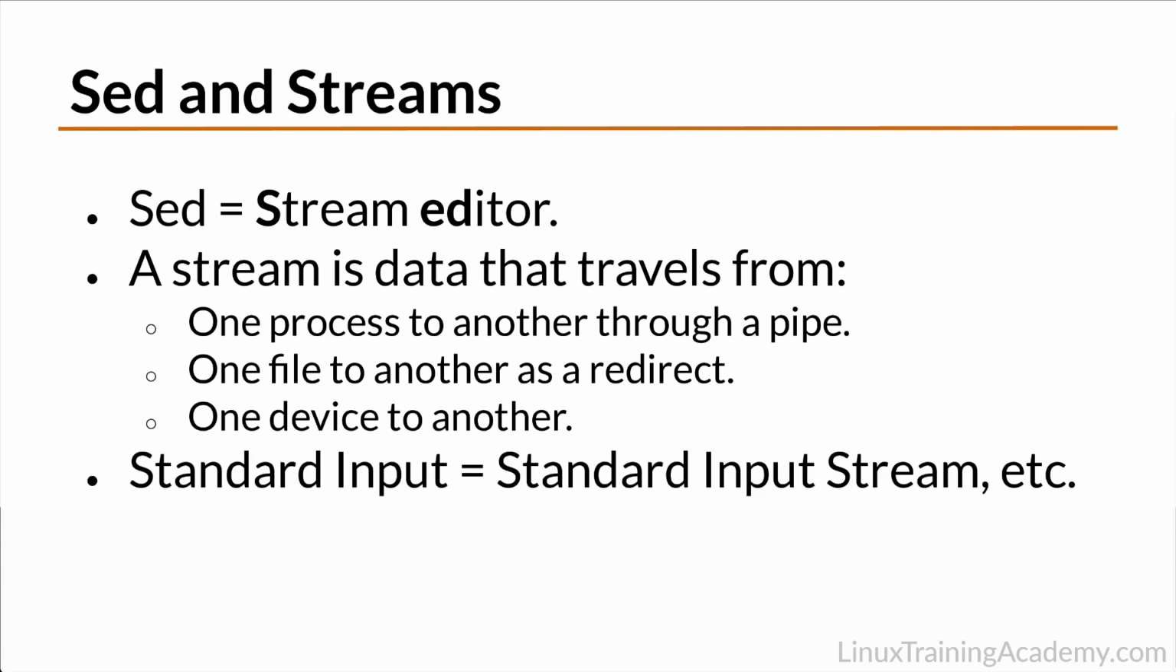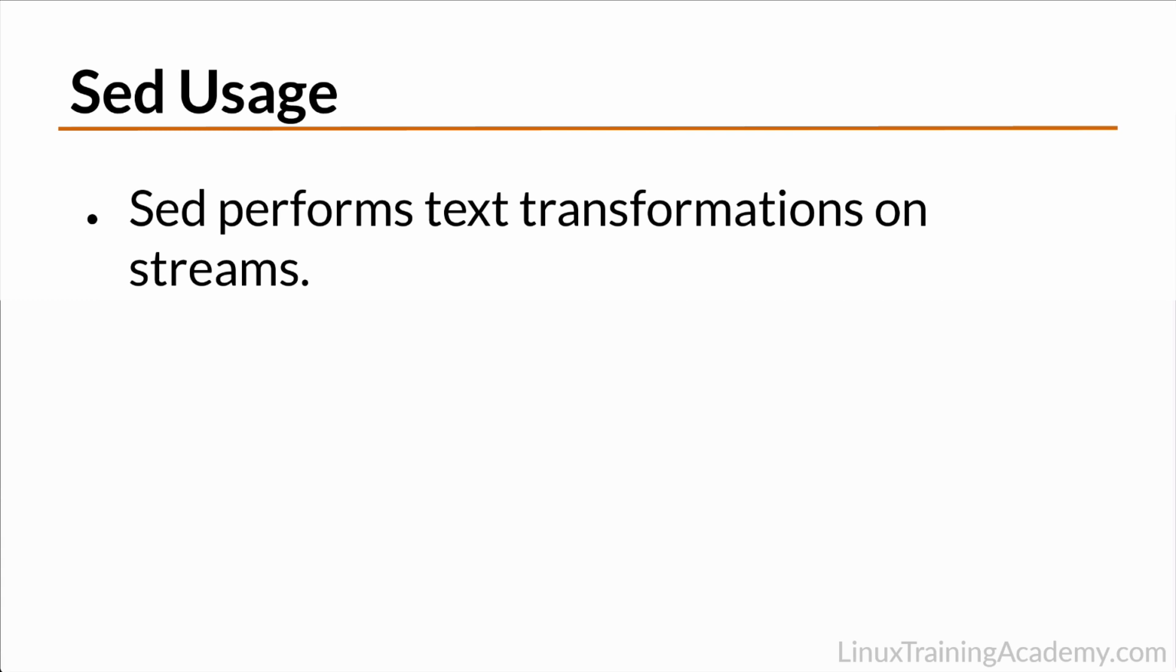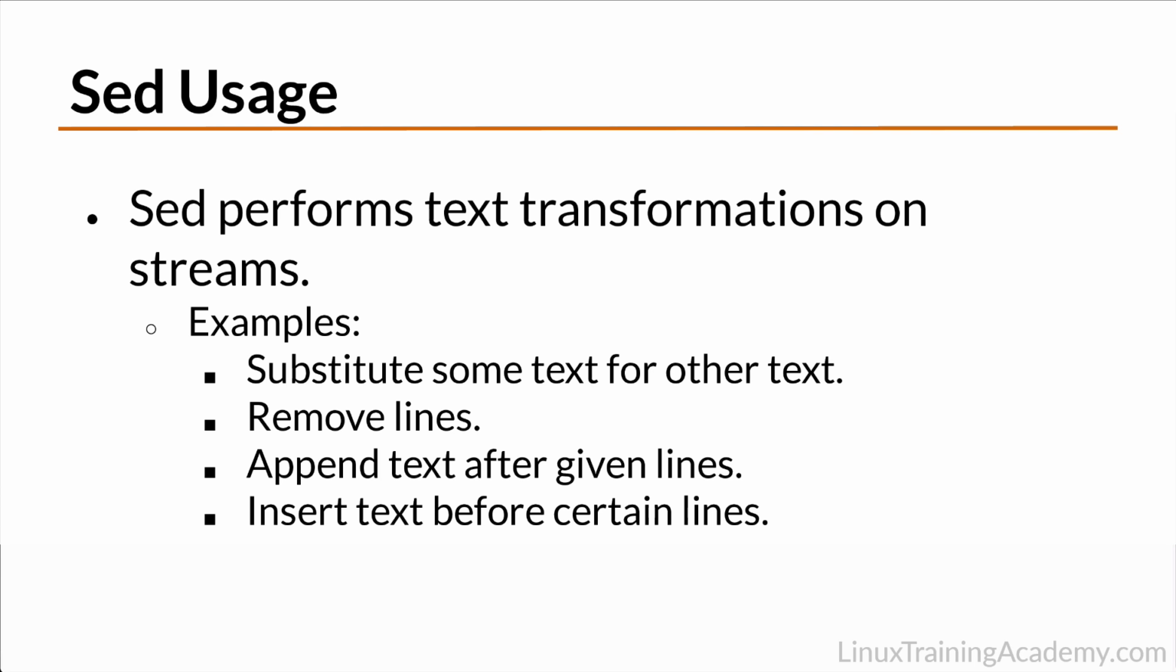So you can think of standard input as the standard input stream, standard output as the standard output stream, and standard error as the standard error stream. By the way, these data streams are typically textual data. The sed command is used to perform basic text transformations on an input stream. For example, you can use sed to substitute some text for other text, remove lines, append text after given lines, and insert text before certain lines.